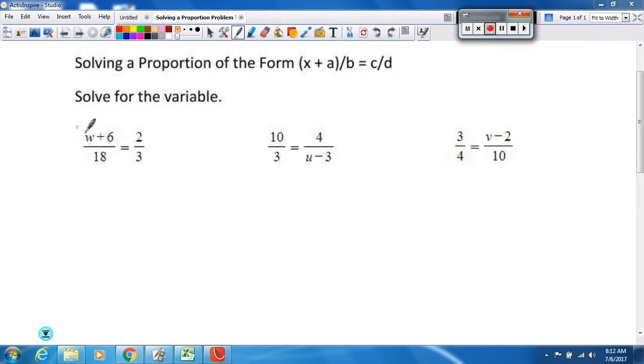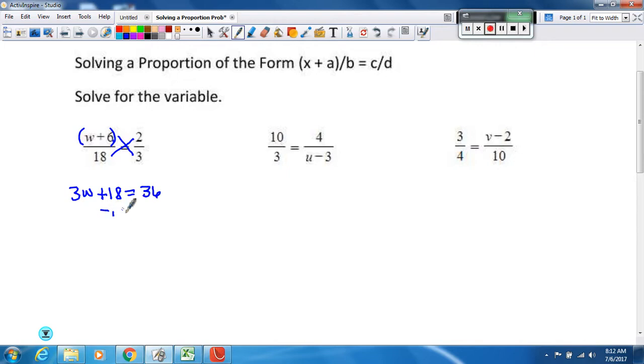First thing you want to do with these is put any binomials in parentheses, because then we're going to cross multiply and solve. So this 3 has to go with everything over here. So 3 times W is 3W, and 3 times 6 is 18. You bring down your equal sign and you cross multiply in the other direction. So 18 times 2 is 36.